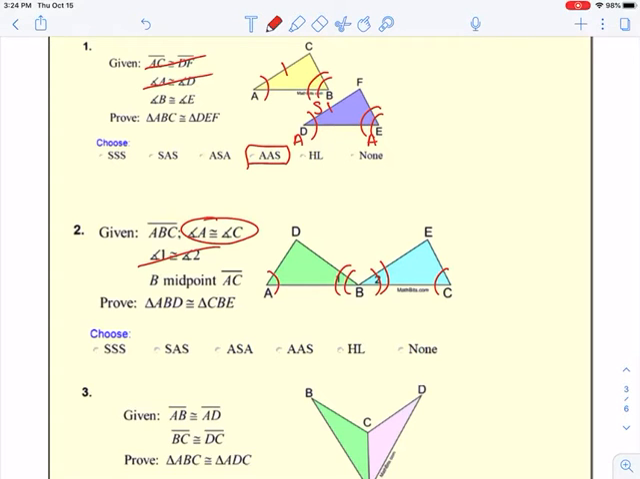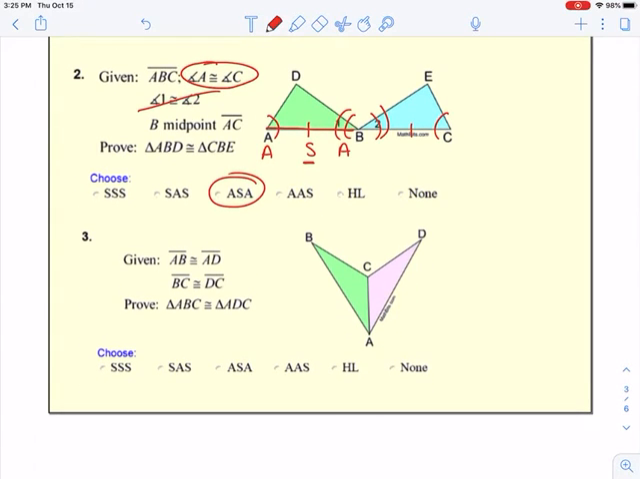So again, if B is the midpoint of AC, that means that the midpoint is going to cut that line segment into 2 congruent segments, which means that AB is going to be congruent to BC. And again, I have an angle, a side, and an angle. And again, to be angle, side, angle, that side that you're marking congruent has to touch both those congruent angles, and it does. So this is going to be angle, side, angle, which is going to be that choice there.